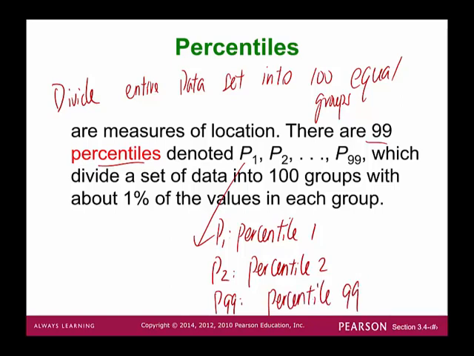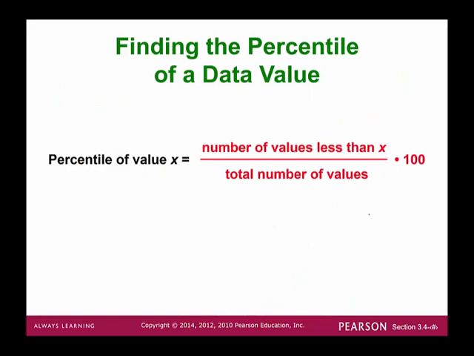Okay, so you divide the entire data set into 100 equal groups with about 1% of data values in each group. P represents percentile, and the subscript number represents the percentile number. Now, in order to find the percentile of a data value, you basically just measure the number of data values less than the given data value, over the total number of data values, times 100.